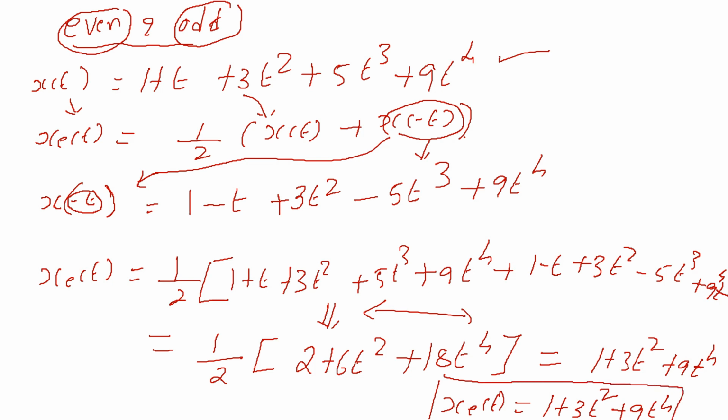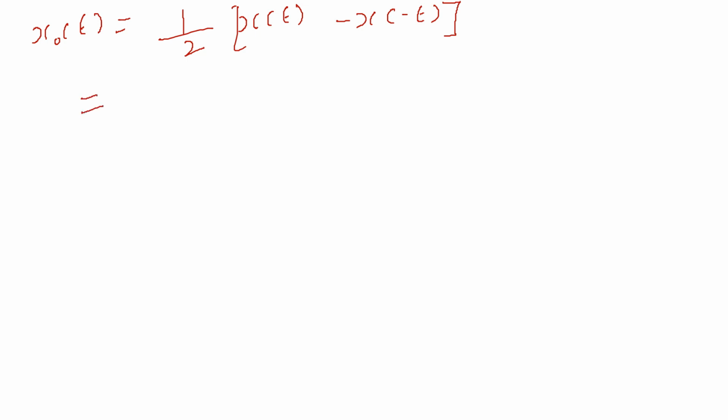I hope you understood it. Let's try to calculate the odd part. The odd part can be calculated by using this particular formula, half times x of t minus x of minus t. So x of minus t I have already calculated. Merely I have to substitute and put this negation here, and do that subtraction.